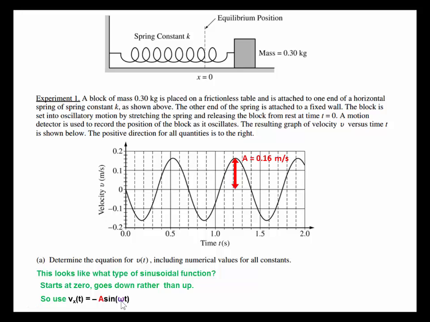So to find the amplitude, easy, just pick it up off your graph, and you'll have to estimate where it is. I'd use certainly the closer value rather than a further one, and I estimate it as 0.16 meters per second. Be careful with your units.